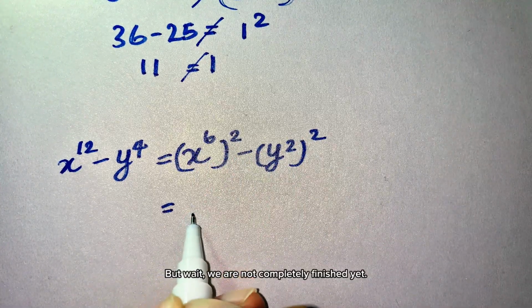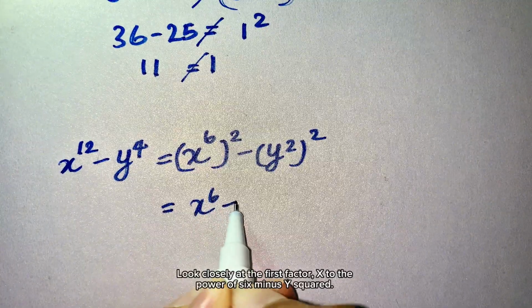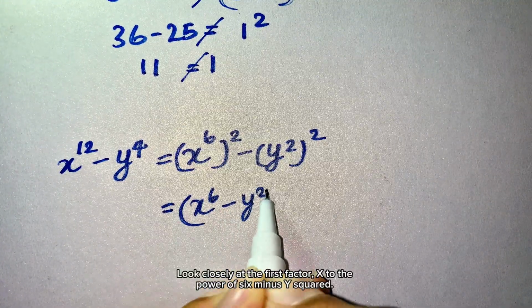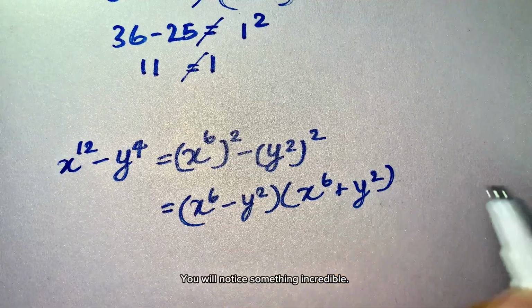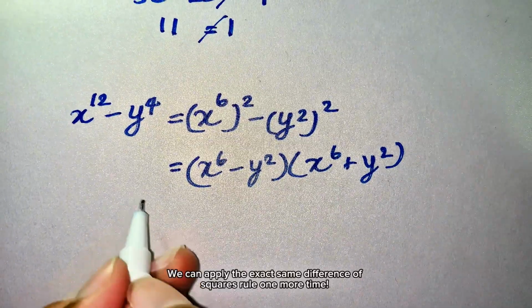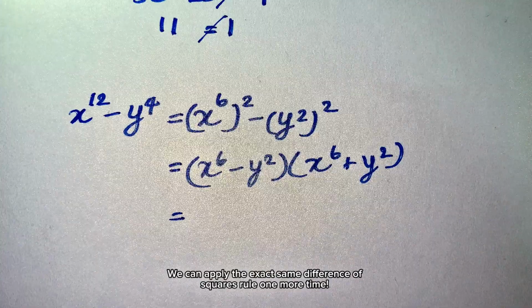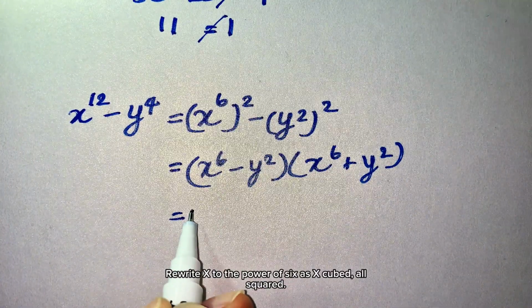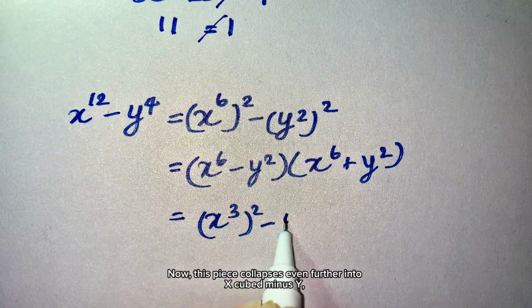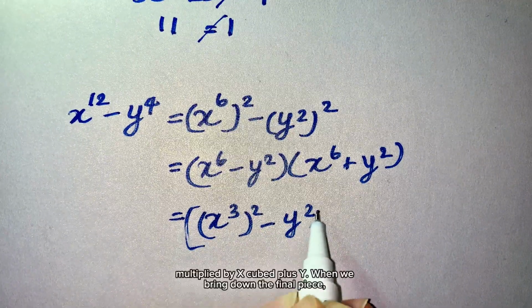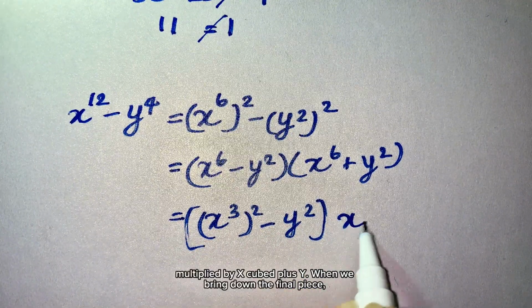But wait, we are not completely finished yet. Look closely at the first factor, x to the power of 6 minus y squared. You will notice something incredible. We can apply the exact same difference of squares rule one more time. Rewrite x to the power of 6 as x cubed, all squared. Now this piece collapses even further into x cubed minus y, multiplied by x cubed plus y.